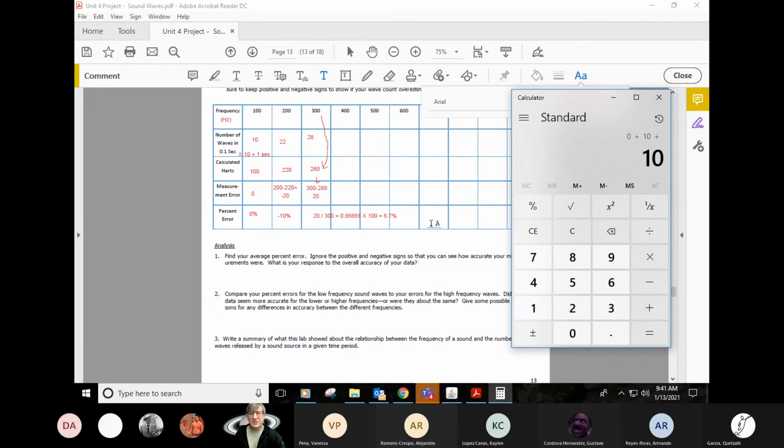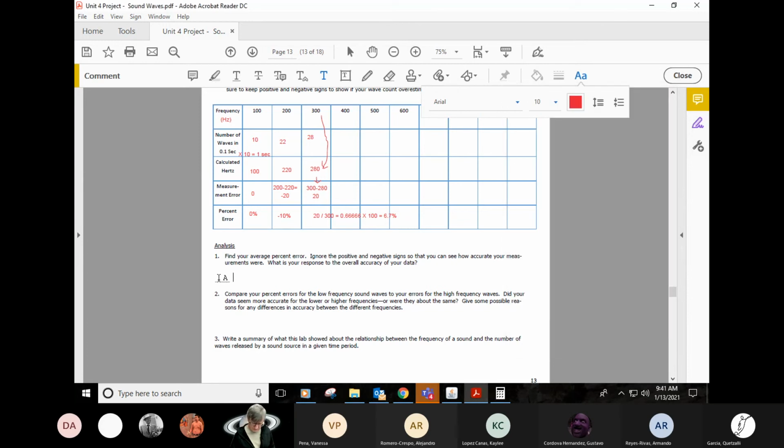0 plus 10 plus 6.7. You're going to keep adding and adding and adding, aren't you? For 10 different numbers. And then you divide by 10. For me, I only had 3 numbers, so I divide by 3. My average percent error was 5.6 for me. Now, like I said, if we end up with an average of less than 10%, that's reasonable.